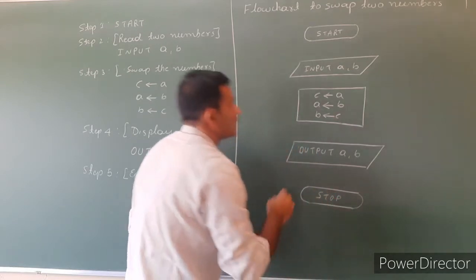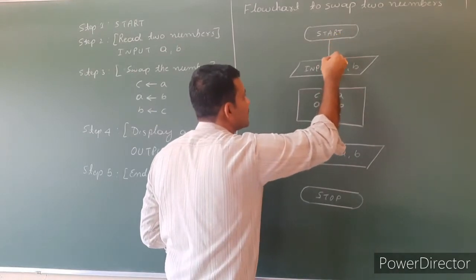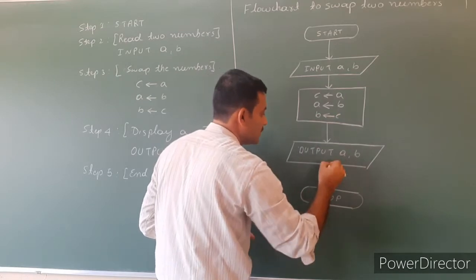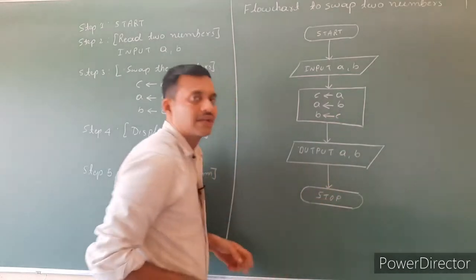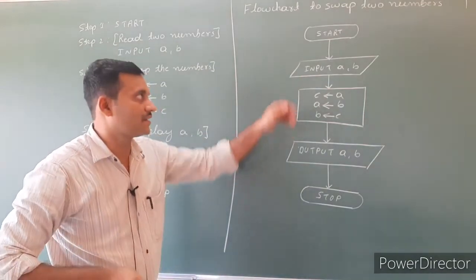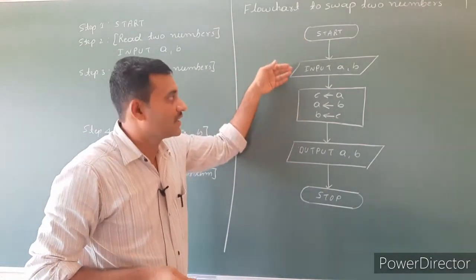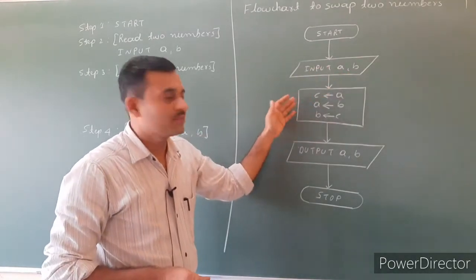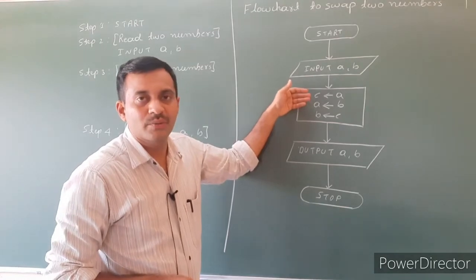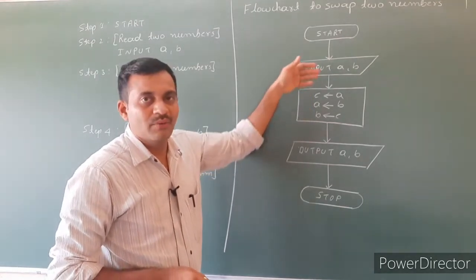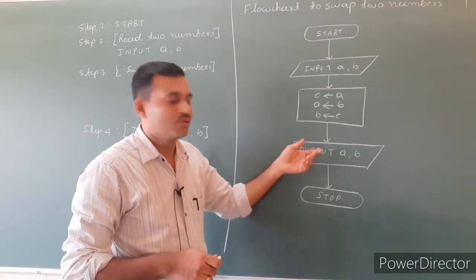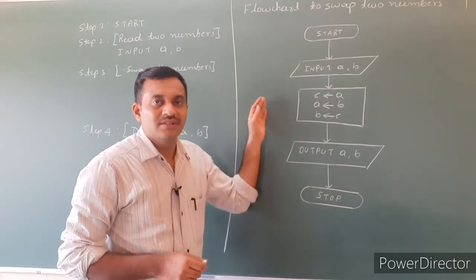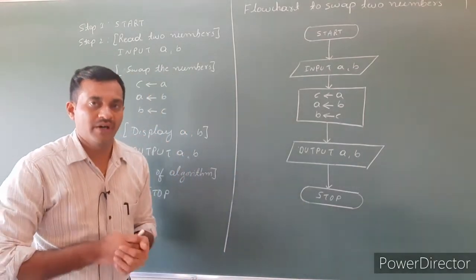Then using arrows write the flow direction. So arrows are used to represent a flow direction. Here arrows are very important to represent a flow direction. We begin with the start, then we read the two numbers, those are a and b. Using a and b, we swap the numbers using a third variable. Here the third variable is c. After swapping, the values of a, b are interchanged. To know that, we output the values of a, b, ending the flowchart. That is a simple flowchart to swap two numbers.